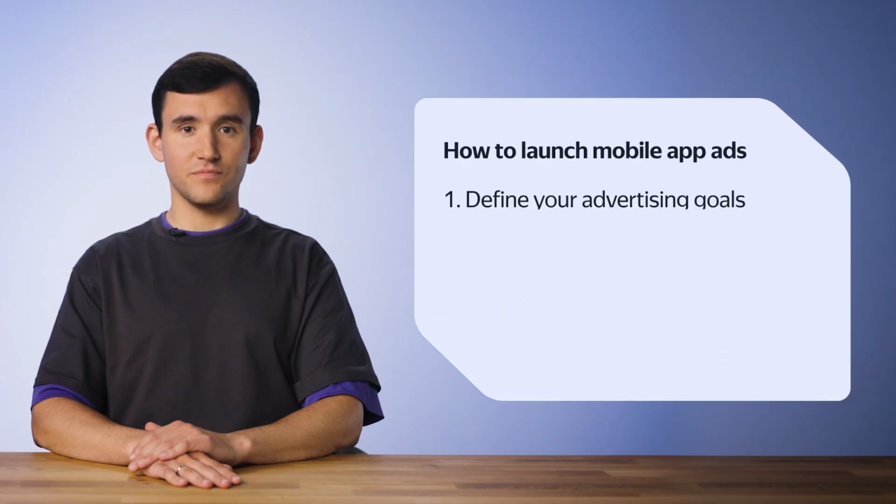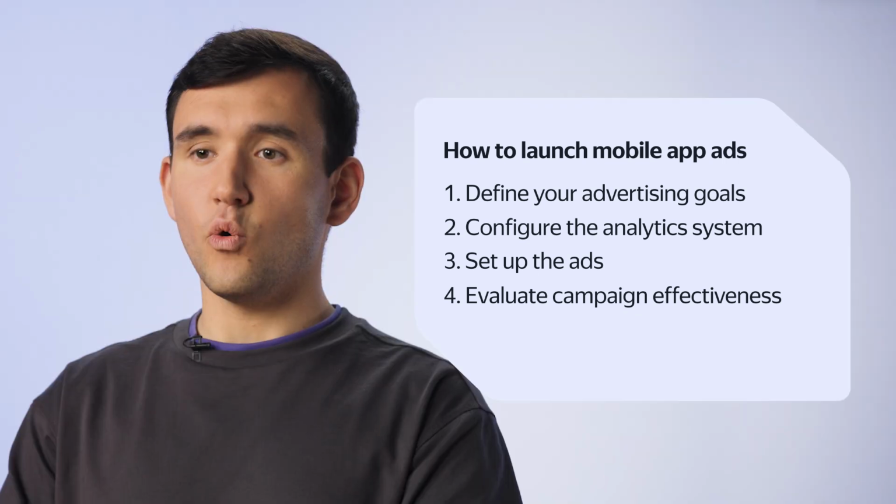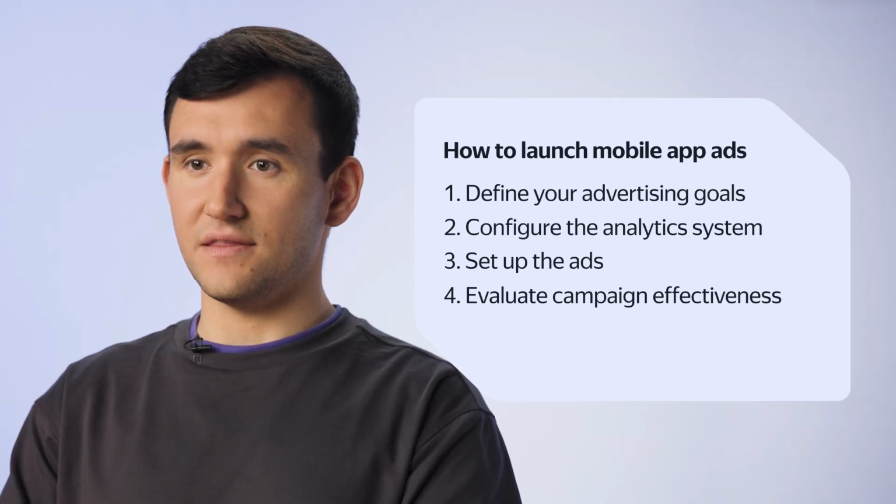Welcome back to our video course on Yandex Direct. In this video, we'll talk about the 4 steps to launching an advertising campaign for a mobile app. They include defining your advertising goals, configuring the analytics system, setting up the ads themselves, and evaluating campaign effectiveness. All of these stages are completed in that order.